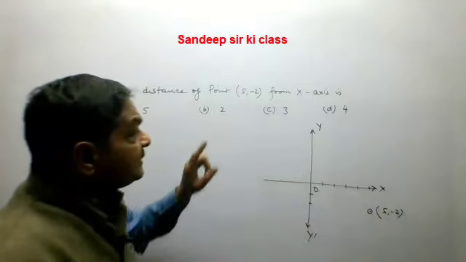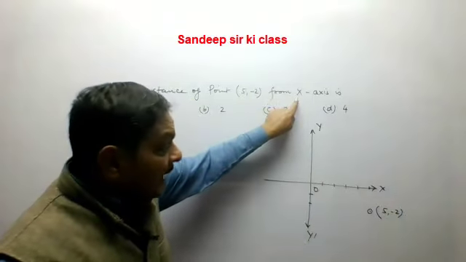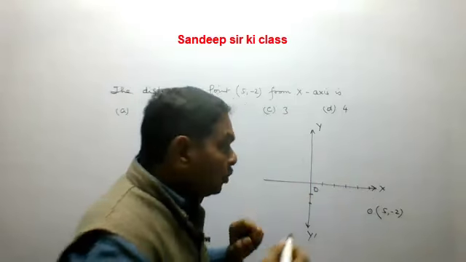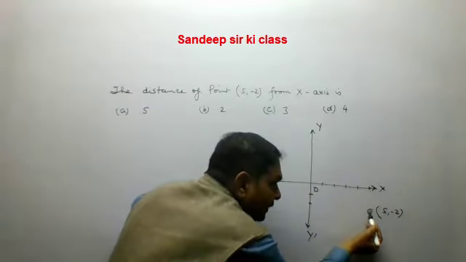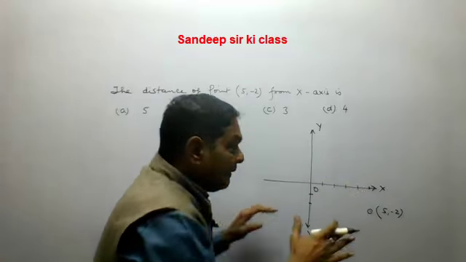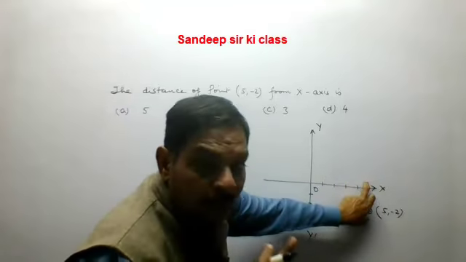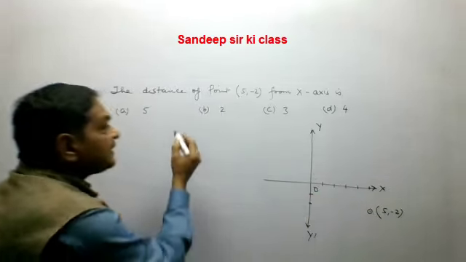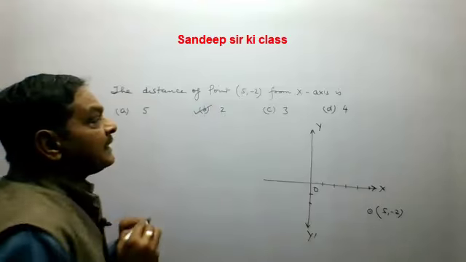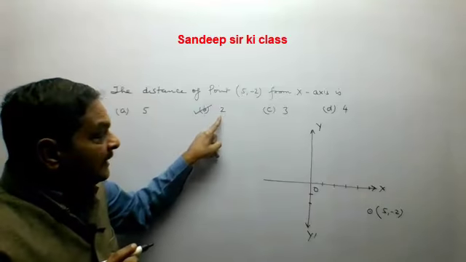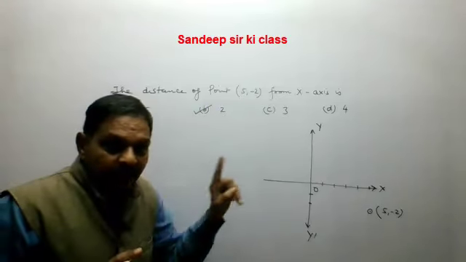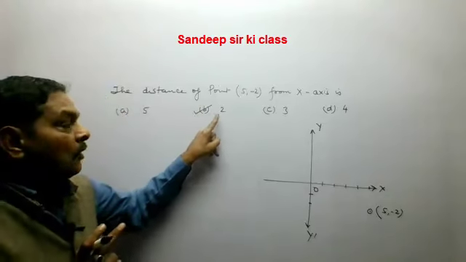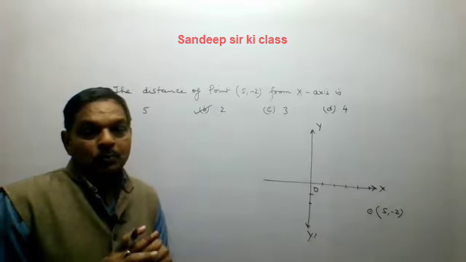Now the question is, what is its distance from x-axis? This distance is 2 units. -2 indicates that it is on the lower side, but the distance is 2 units. Distance is positive, which is 2 units, and hence here option B is the correct answer. Negative we do not consider because distance is positive, and hence option B, that is 2.